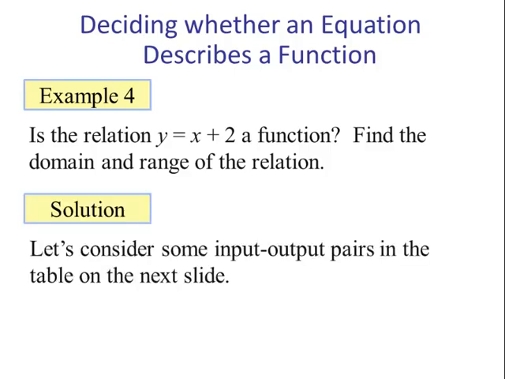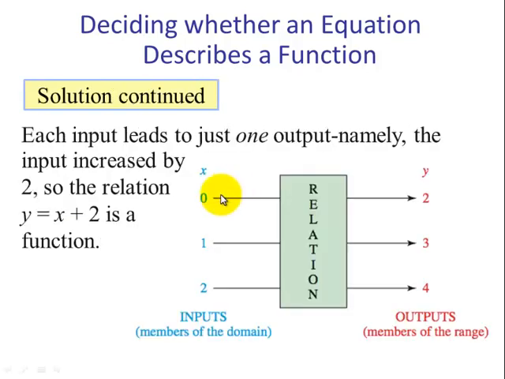So if we consider some input-output pairs of the table on the next slide, we put in 0, we get back 2. Put in 1 for x, and we get a 3. Put in 2, and we get a 4. So this would be a function. For every x, there will be 1 and only 1 y.